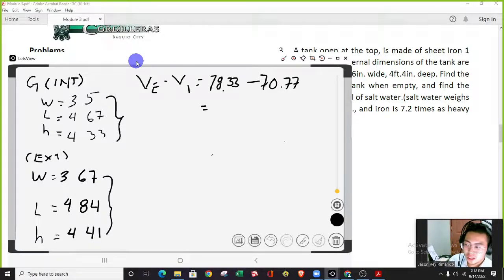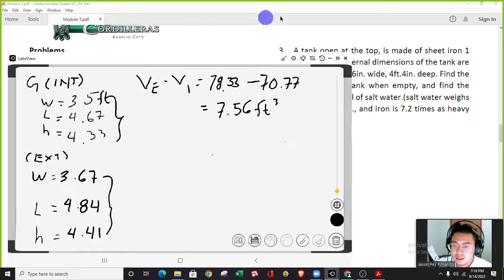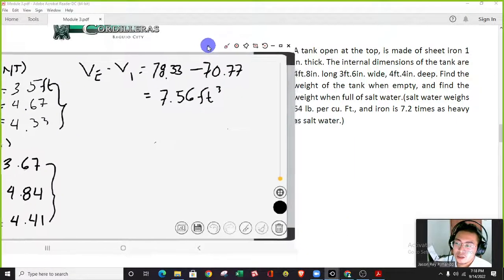78.33 minus 70.77. Ilan? Volume of your iron, 7.56. 7.56. Okay. Anong unit natin? Cubic feet. Okay, kasi feet ito yung ginawa natin. Kung gusto nyong inches, okay lang naman. Okay. So, meron na tayong volume.